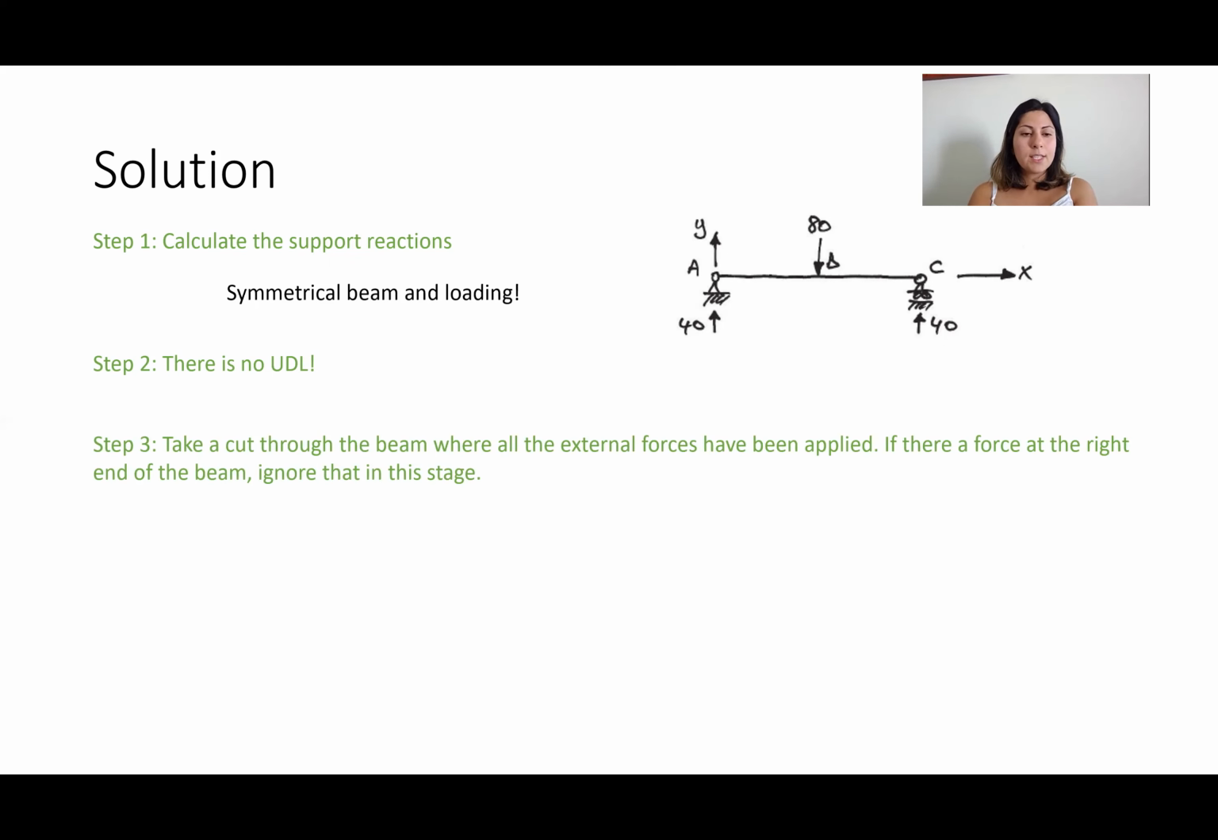Step 3, we want to take a cut through the beam where all the external forces have been applied. If there is a force at the right end of the beam, ignore that at this stage. It means don't worry about the reaction at C. Any point between B and C, you can cut through the beam, and that would be the ideal location.